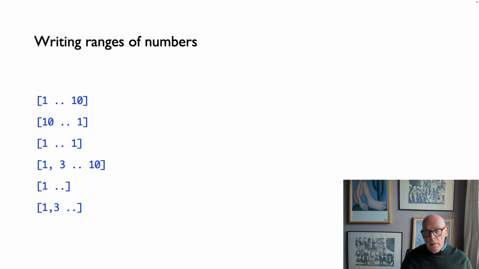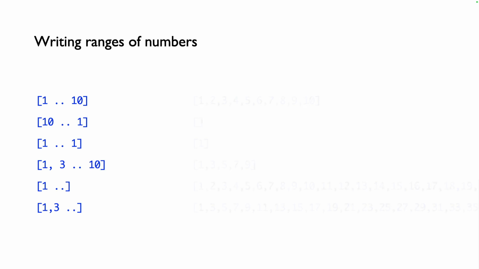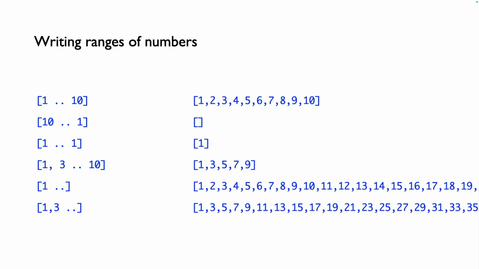Now, one particular thing I want to do before we move on is just show you some very compact notation for writing down ranges of numbers. So if we want to write the numbers from 1 up to 10, we can just write 1 dot dot 10 and we get the numbers from 1 to 10. If we write 10 up to 1, we get nothing, we get the empty list. If we write 1 up to 1, we get 1. If we put in an increment, so if we say we want 1, then 3, all the way up to 10, we get the odd numbers up to 9, because 10 isn't an odd number.